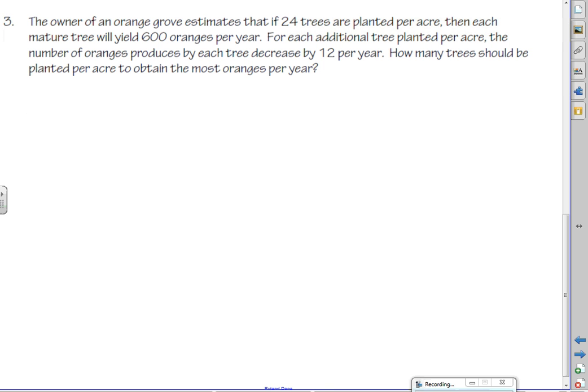And we've got this owner of an orange grove estimates that if 24 trees are planted per acre, then each mature tree will yield 600 oranges per year. So we've got 24 trees, that's per acre. We can expect a yield of 600 oranges per tree each year. And for each additional tree planted per acre, the number of oranges produced by each tree decreases by 12. How many trees should be planted per acre to obtain the most oranges per year?